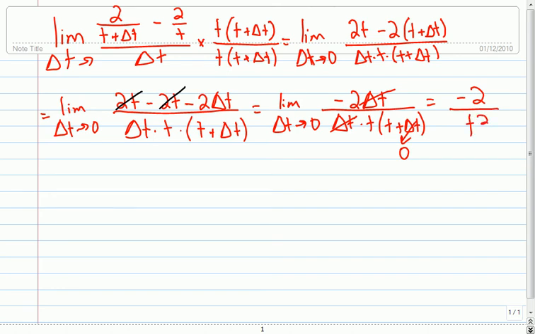If you got that far with it, that's a tough one, especially if it's your first day working with it. Okay, so that means the instantaneous rate of change, what would it be when t equals 1?